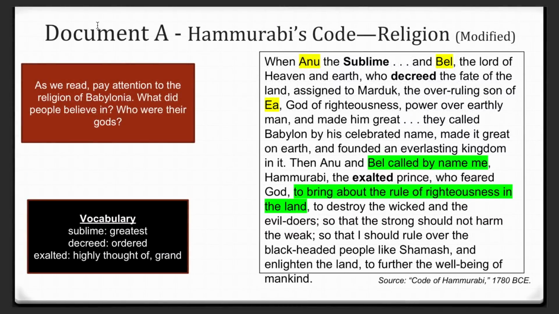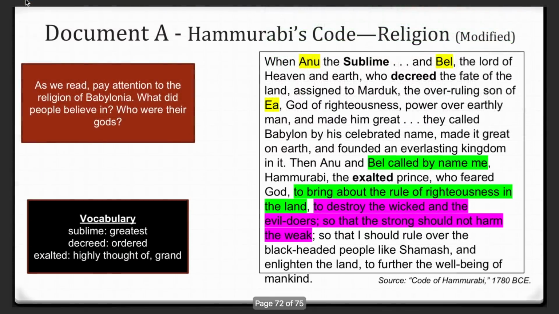Well, I see here that Hammurabi is saying that Bel called him by name to bring about the rule of righteousness in the land. So Hammurabi is saying that he got the right to rule from the gods. This is similar to the Egyptians, right? The gods are telling them who can rule. We see this in ancient China as well. It's what a theocracy is, right? Divine power instills the right for man to rule or be king.